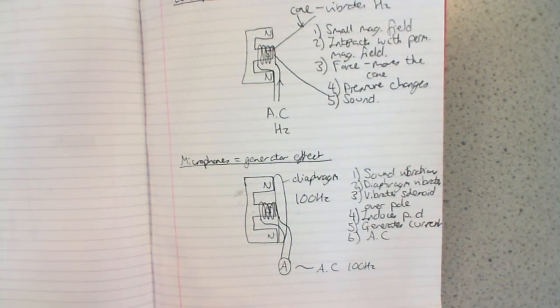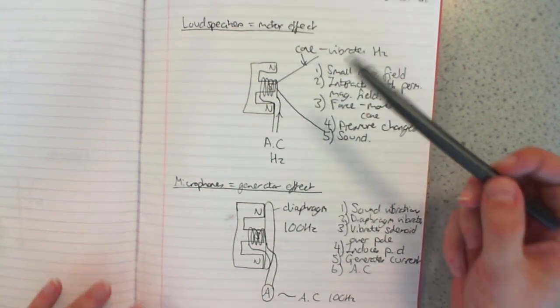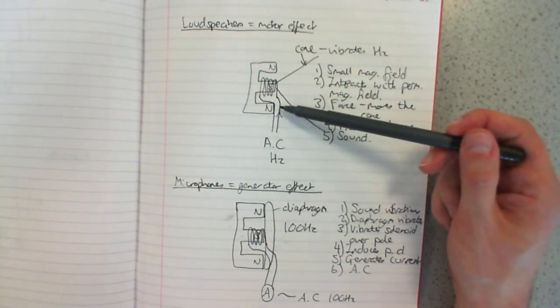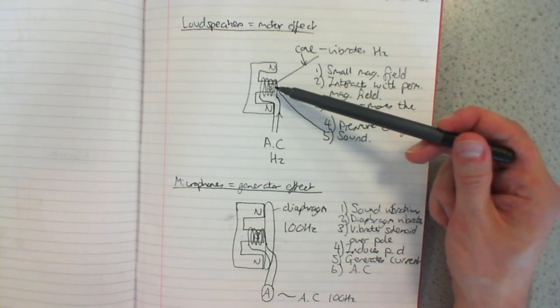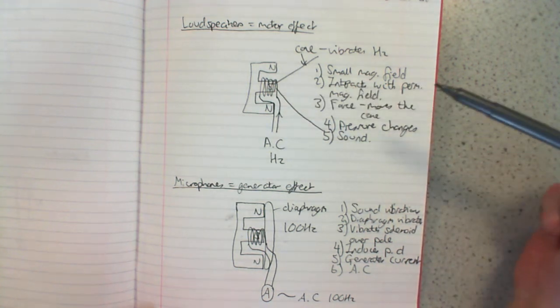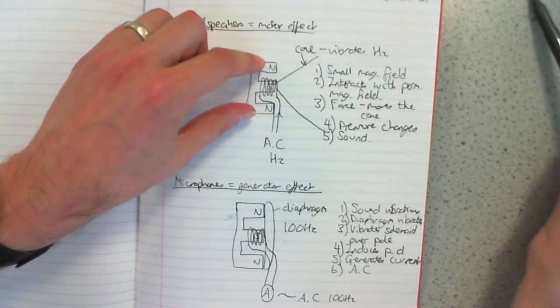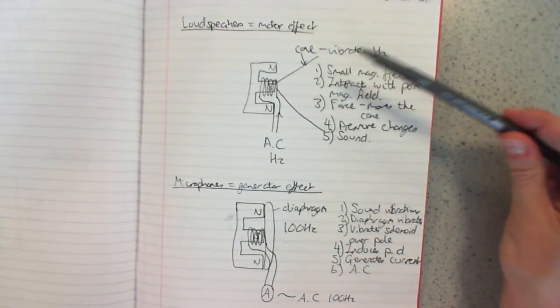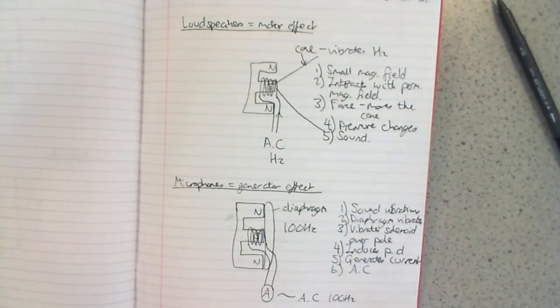So let's just recap. Loudspeakers use the motor effect. We've got alternating current into a solenoid that's around a pole. The current in creates a small magnetic field which interacts with the magnetic fields of the permanent magnets. This creates a force which moves the cone. This cone vibrates backwards and forwards depending on the direction of the current, and as it's alternating, it makes it vibrate. This creates pressure changes, and these pressure changes in effect make the sound.